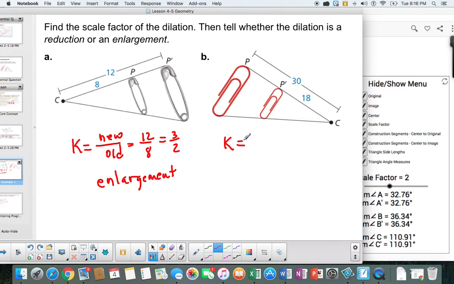For this particular problem, k is the new divided by the old, and our new distance is 18 because it's going to C to P prime, and then our old distance to the pre-image is 30. This reduces to 3/5. 3/5 is between 0 and 1, and that is a reduction. And you can see the paper clip is much smaller than the original.